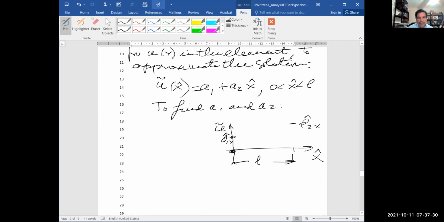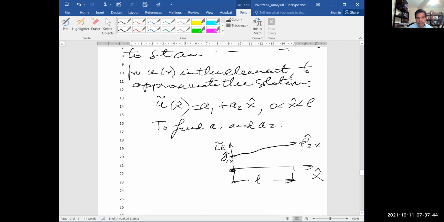Okay, so we go from here to there. This is a straight line, believe it or not. But this is just an approximation, okay? So what do we do now?